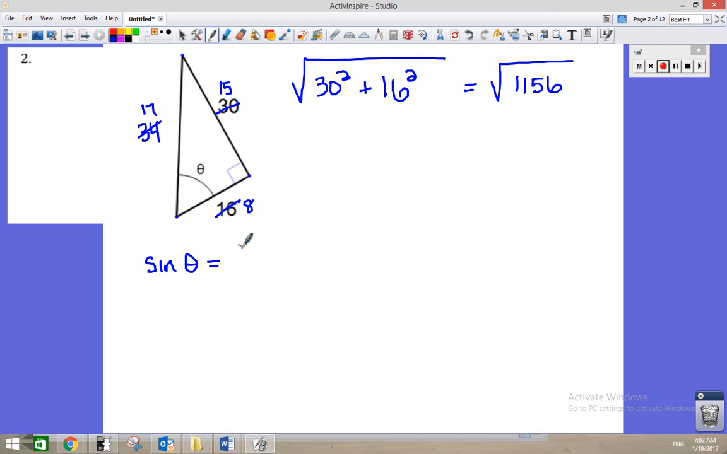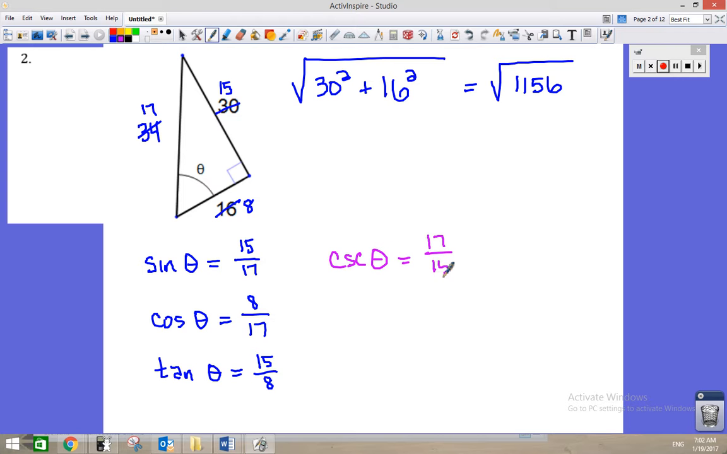The sine is 15 over 17. And see, I don't have to reduce that. The cosine, the length of the adjacent side over the length of the hypotenuse, 8 over 17. The tangent of theta is the length of the opposite leg divided by the length of the adjacent leg, 15 divided by 8. I can take the reciprocal. The reciprocal of sine is cosecant, and that's 17 over 15. The reciprocal of cosine is secant, so that's 17 over 8. Reciprocal of tangent is cotangent, and that's 8 over 15. Let's go ahead and do the next one.